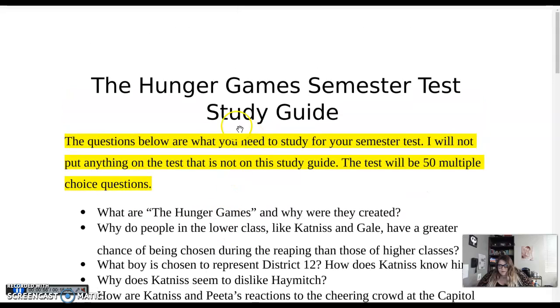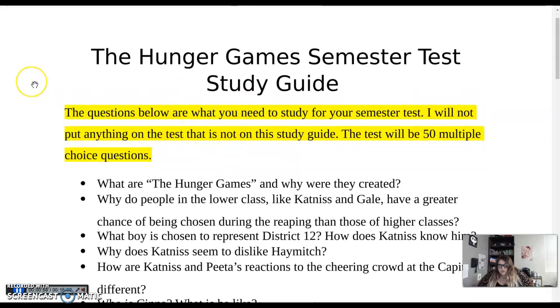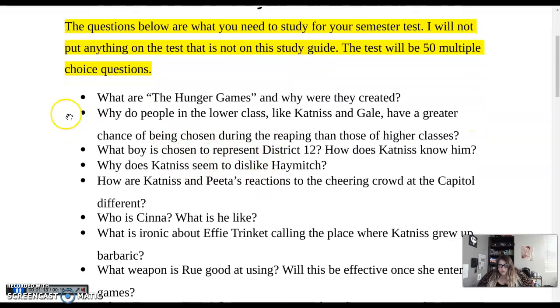Alright, so at the top I have the instructions. The questions below are what you need to study for your semester test. I will not put anything on the test that's not on this study guide. The test will be 50 multiple choice, so there's no writing on this. It is just all multiple choice. So let's go through a few of these. I'm not going to do every single one of them, but I'll go through a couple of them, especially the older ones, since it's been a while since we read those first few chapters.